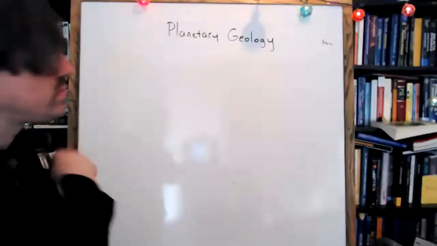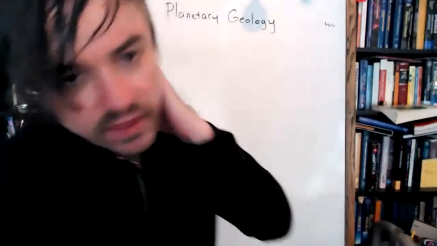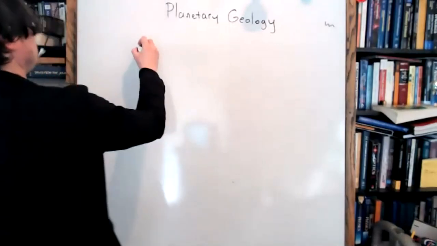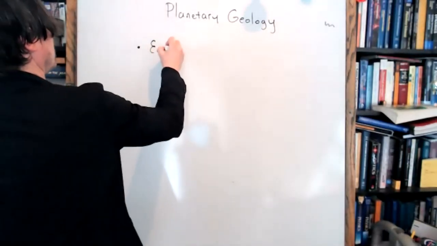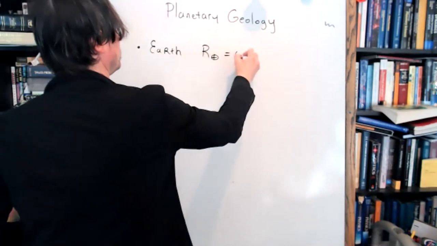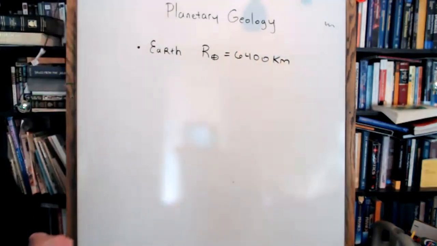Okay. A smart thing to do actually is to list the radii of the planets. That's going to tell us something. Rather than list them in order of their distance from the sun, let's rank them biggest to smallest. Of course, the largest of the terrestrial planets is Earth. And Earth has a radius, you've heard many times, of 6,400 kilometers.